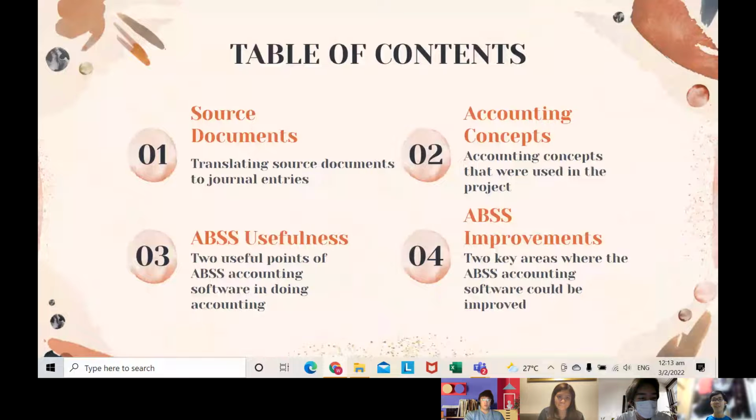Now, what will we be presenting to you today? Firstly, the source documents, which will be translated into journal entries. Next up, the accounting concepts that were used in this project. After that, the usefulness of ABSS, which helped in the accounting process. Last but not least, improvements to the ABSS software that could be made in the future. With that, I will then pass the time on to Ziyang to talk about the source documents.